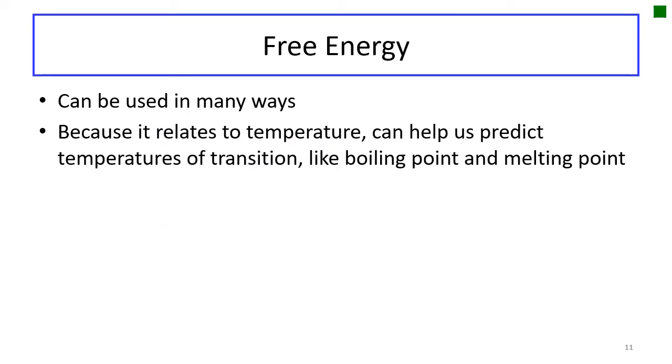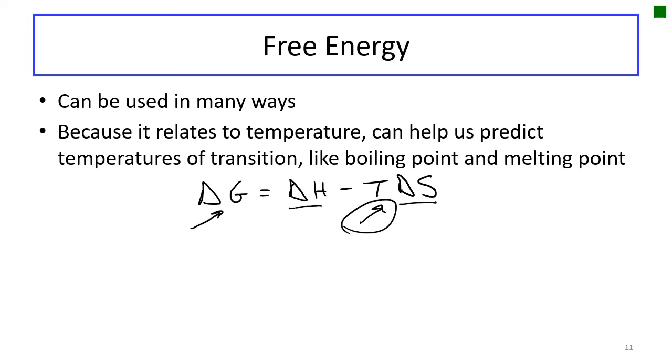So we can play with our free energy. We have delta G is equal to delta H minus T delta S. And so if we have a delta H and a delta S, and we know a temperature, we can calculate a delta G. Equally, we can actually use this to predict temperatures like boiling points and melting points, and we can use this to calculate T's.